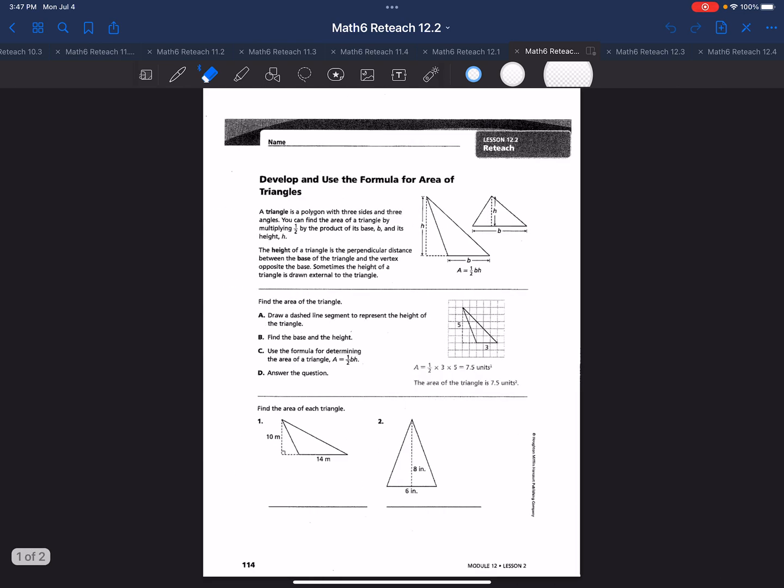Let's review some vocabulary for today. And if you would like further examples, you can look at your student workbook on the homework section on page 391. So for the vocabulary, I kind of just want to look at the formula for area of a triangle.